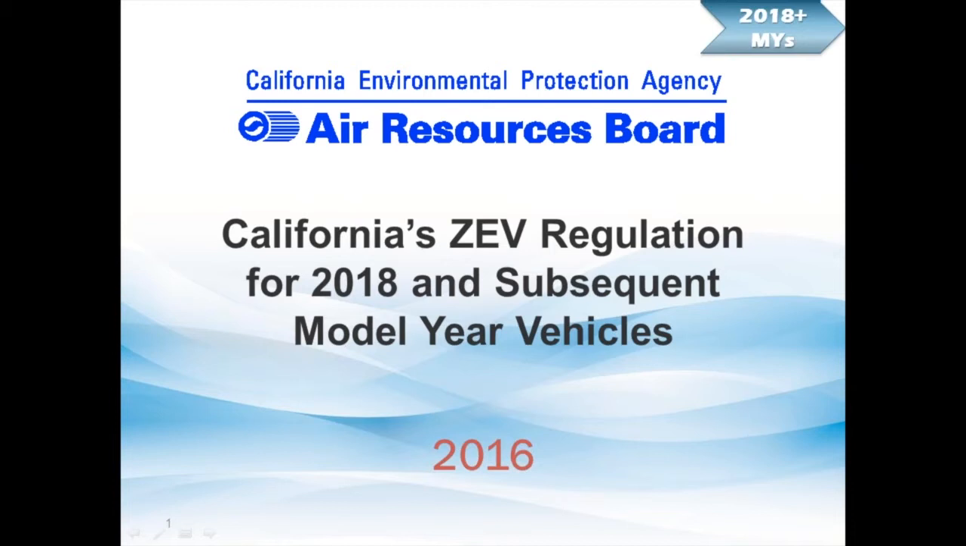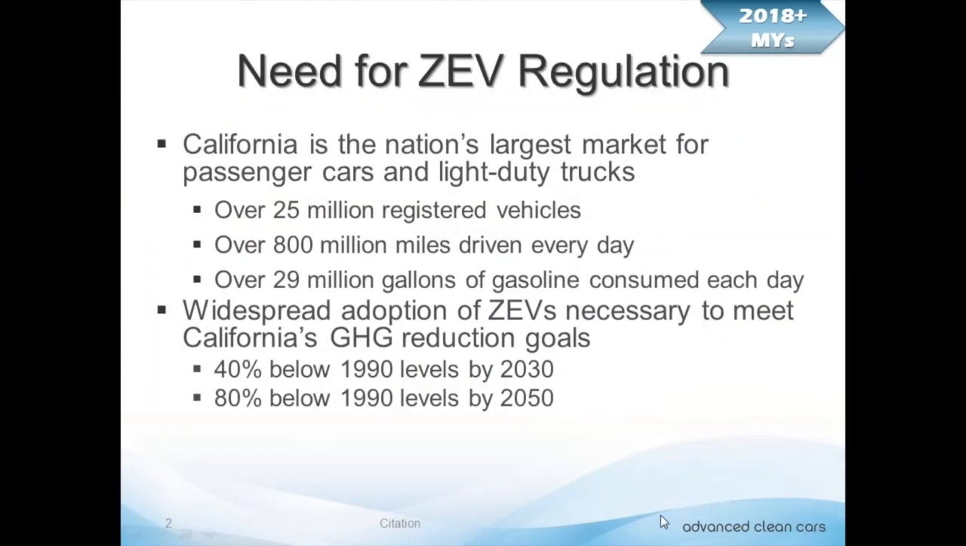We will now begin the tutorial, starting with a brief overview on the ZEV regulation. The Air Resources Board has been a leader in developing programs designed to reduce emissions from mobile sources. California is a large state with millions of vehicles, millions of drivers, and millions of gallons of fuel consumed daily. The ZEV regulation is a key program needed to meet California's health-based air quality standards. It is also recognized that widespread adoption of ZEVs will be necessary to meet California's greenhouse gases, or GHG, reduction goals.